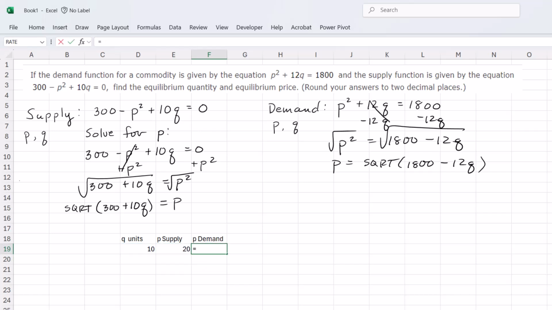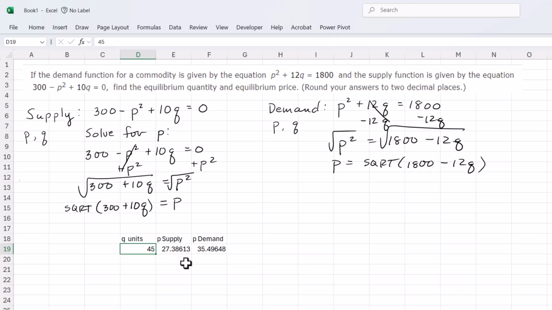And now for demand, that was equal to the square root of 1800 minus 12 times, get the number of units. And at 10 units, the market is not in equilibrium. And if I did 15, not much better, 45, a little bit better, they're closer. Here they're only 8 apart.